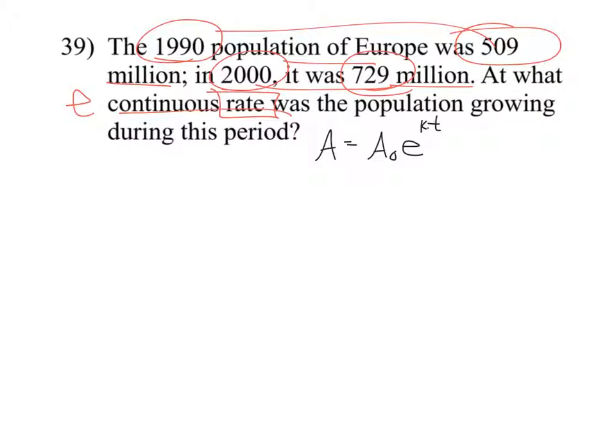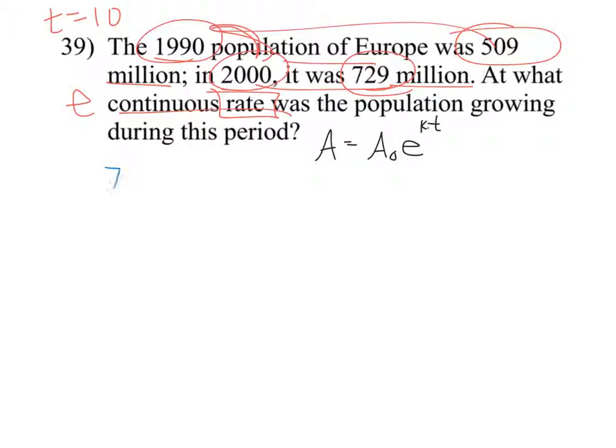So let's plug in the numbers that we know, because we know some future amount and the starting amount. e is just a number. And we have a time that we can use, and that time would be the difference, or the number of years that have gone by between 1990 and 2000. So here I can tell my time that has passed is 10 years. So now all I need to do is plug those numbers in.